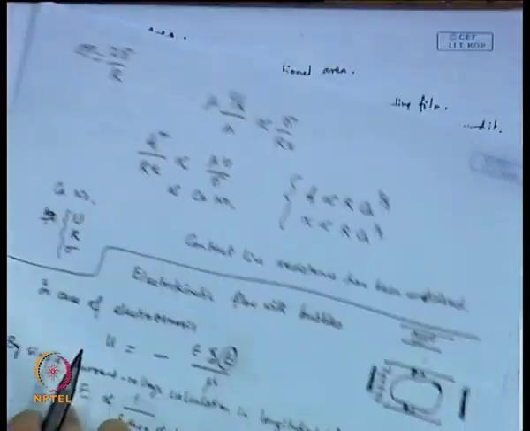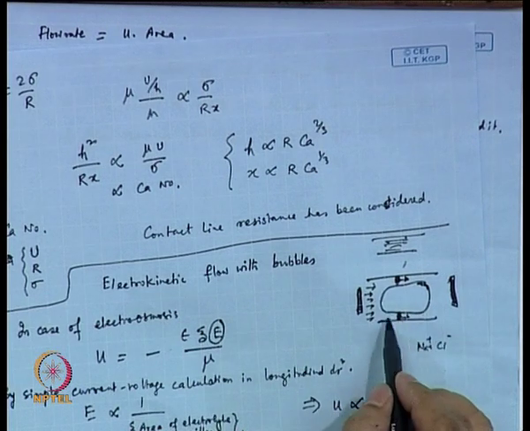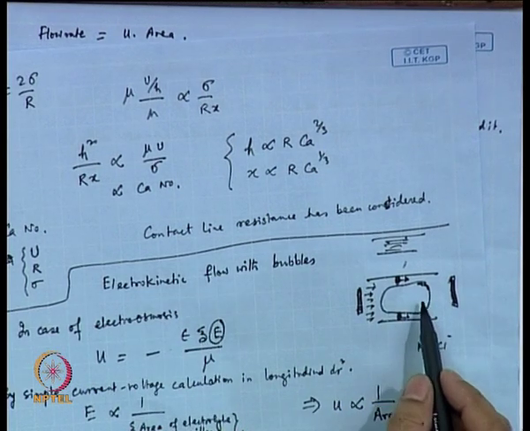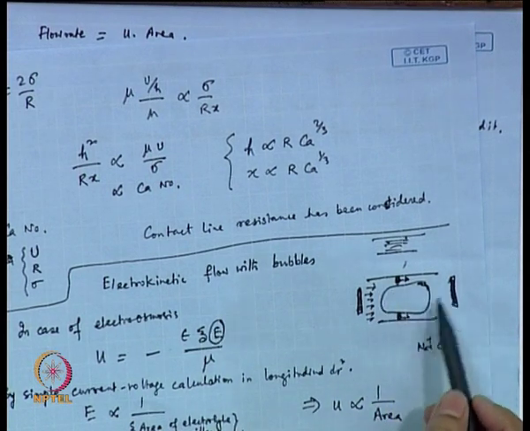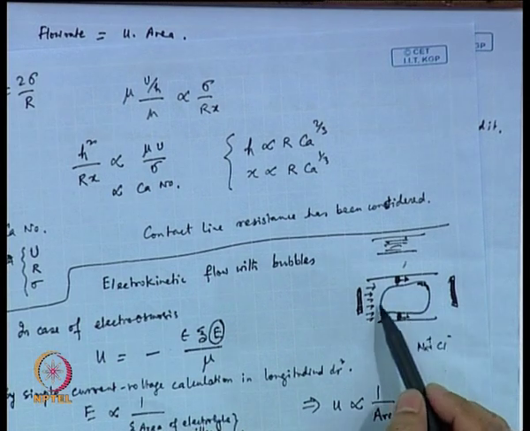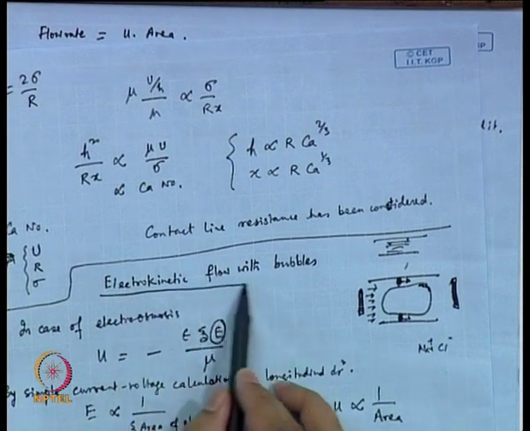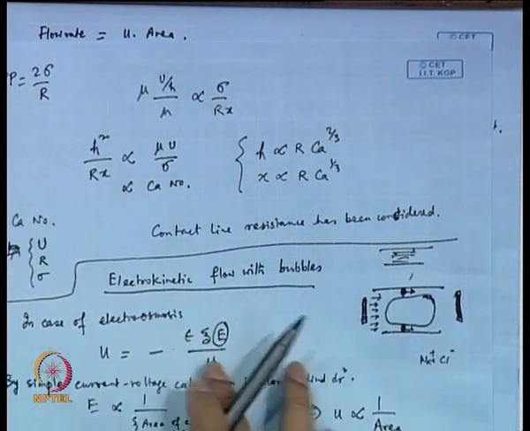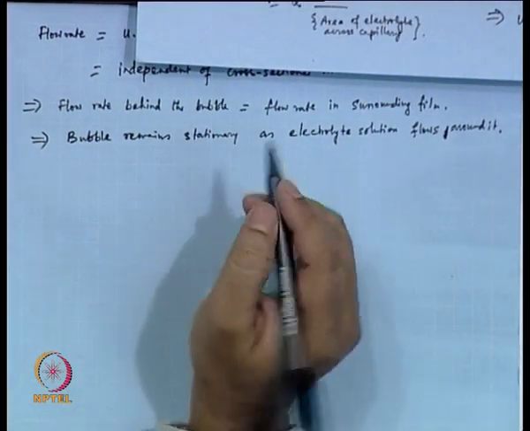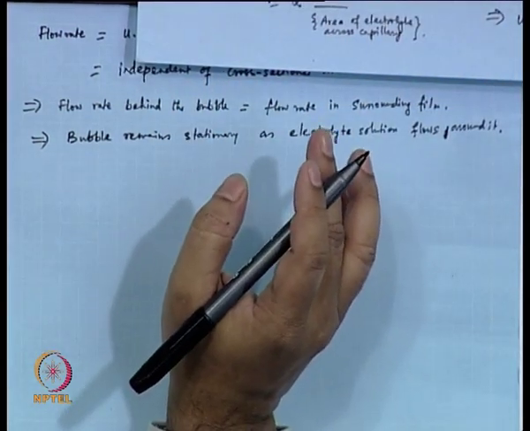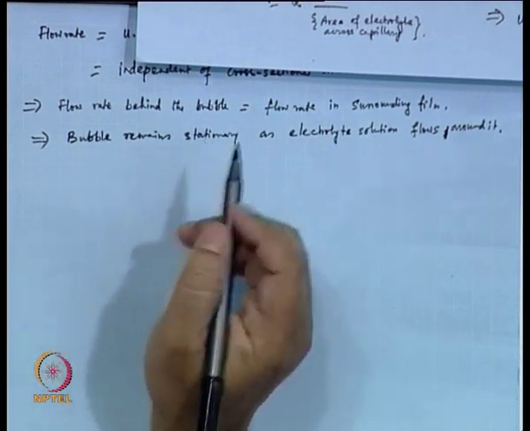So, that means the bubble remains stationary, but the liquid will be flowing around. If you increase the voltage, you expect there would be more movement, but it would be the liquid flowing through the surrounding film, while the bubble remains in that same position. So, this is one issue with electrokinetic flow with bubbles. This appears to be very interesting. And this does not happen in the case of a pressure driven flow, so you must understand there is a difference.